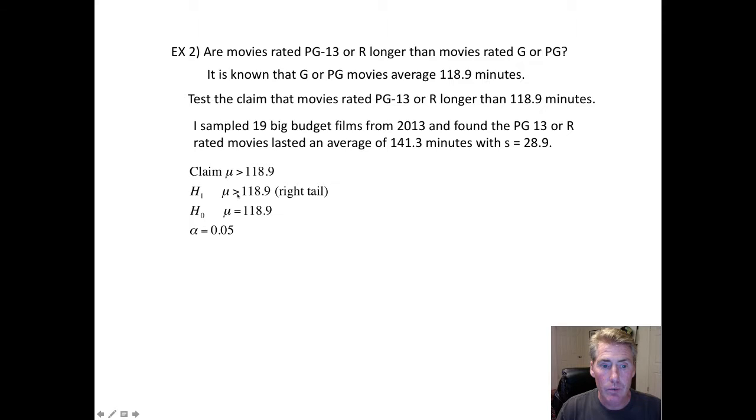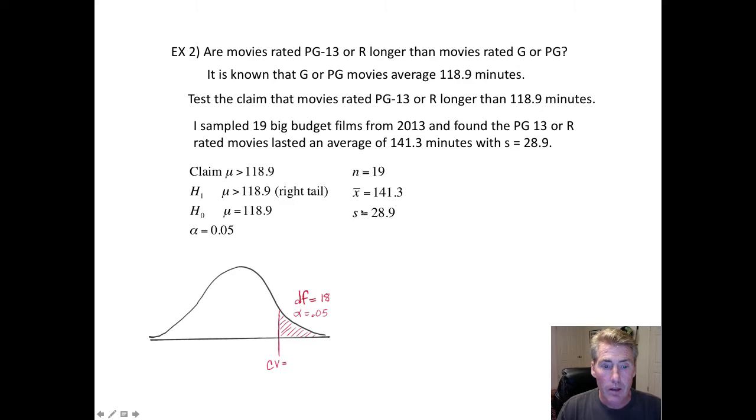H1 is also going to point to the right, so it's a right-tailed test. H sub O always has equals. And as I said in the last one, as a default, we're using 95% level of confidence. So alpha equals 0.05. Then I just like to write down my sample information, have it all organized here. It's a right-tailed test. Degrees of freedom would be 18 from n minus 1.